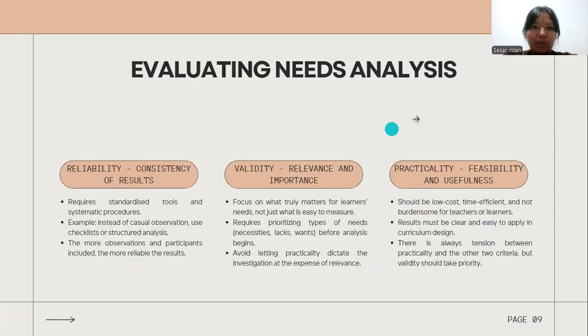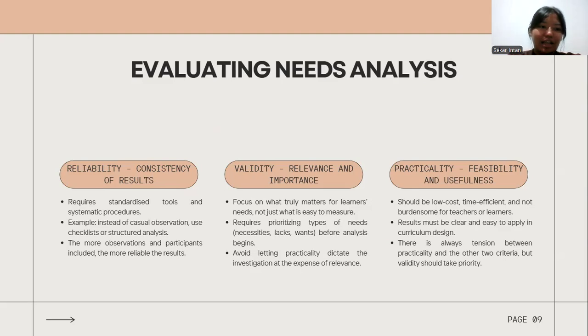Next one is evaluating needs analysis. We can evaluate needs analysis by looking at validity, reliability, and practicality. Reliability is the consistency of the results. It requires standardized tools and systematic procedures. For example, instead of casual conversation, use checklists or structured analysis. The more observation and participants included, the more reliable the results.